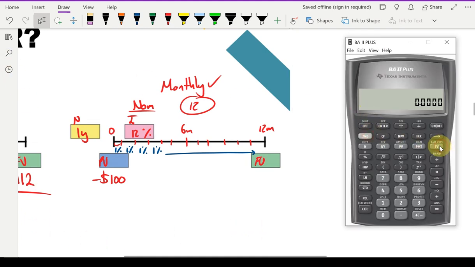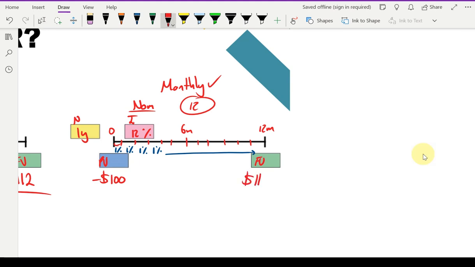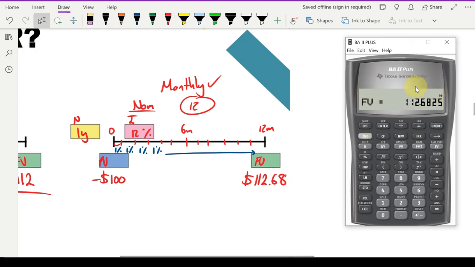I'm going to second clear my time value of money. Now I have 12 periods because it's compounding in months and we're only dealing with 1 year. The interest rate is 12%, but we have to divide by the number of months in a year, which is 12, so 1%, as I mentioned here. Our present value is the $100 that we're investing, and we have no payments. So we're going to compute our future value: $112.68. That's exactly what we would get back.